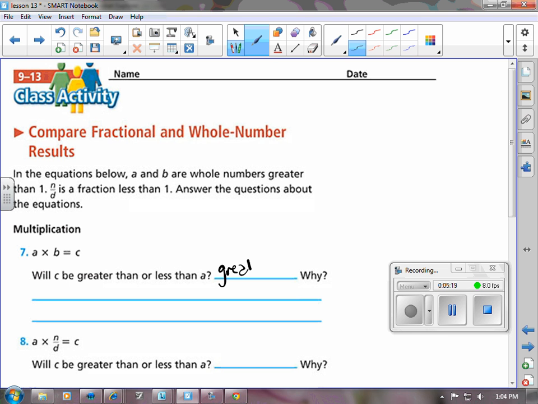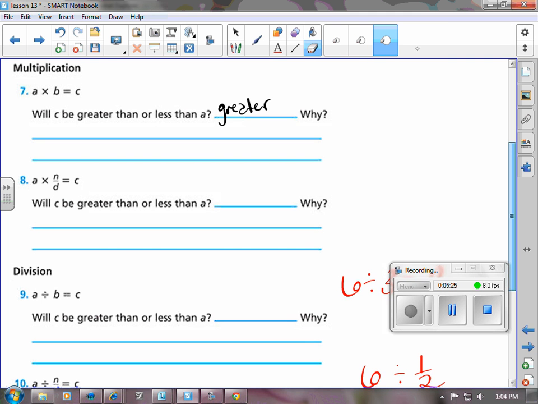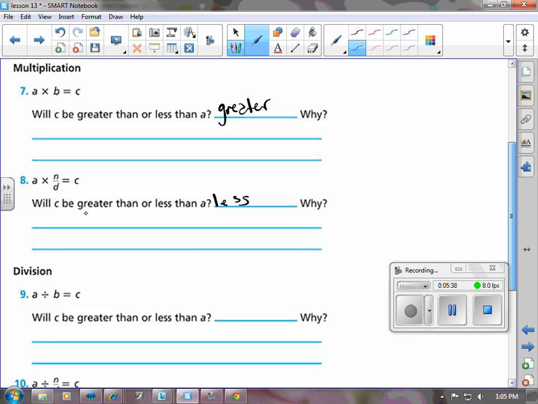Because when you multiply whole numbers, you end up with a larger whole number. A times a fraction. So if we take a whole number and multiply it by a fraction, we're going to end up with a smaller number because that C is just a piece of the whole.